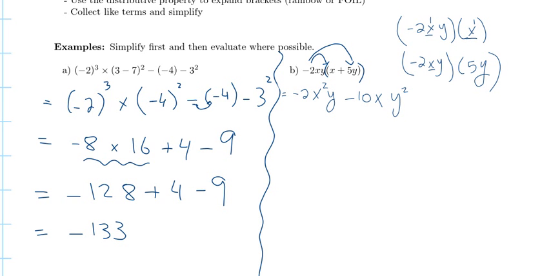I can look at the terms. They're not like terms because the exponents are not the same, right? So if I have x squared and I have x, I have y and y squared. So they're not like terms. I can't add them. Okay? The only time you can add terms is if they're like terms. Okay? Which means they have the same letter and the same exponent. So that's it. I'm done. This property that I used here, it's called the distributive property.